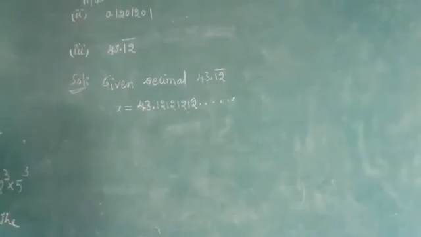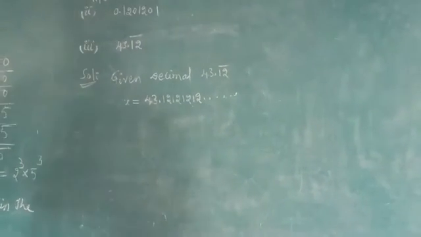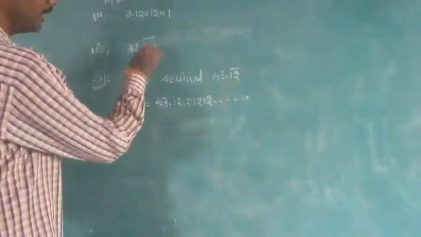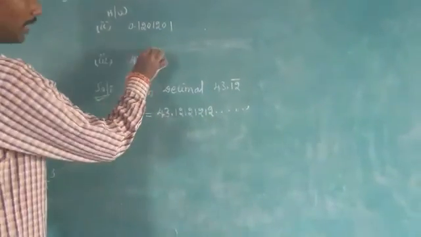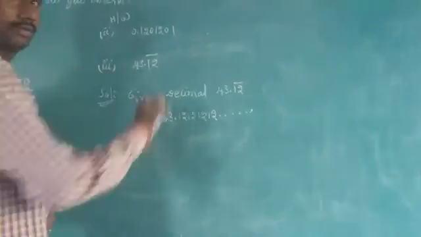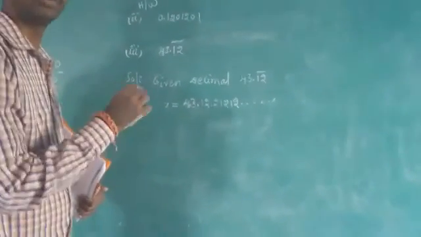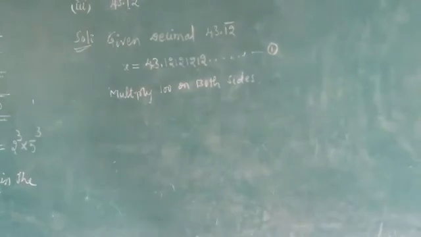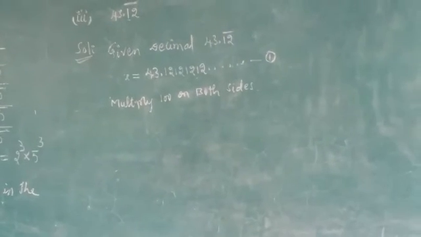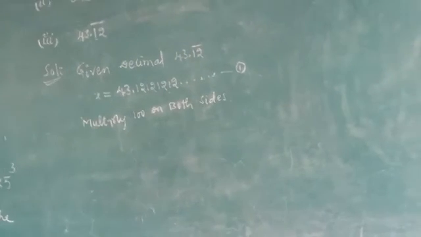Sir, non-terminating repeating decimals, this you need to express in the form of P by Q. So, have you observed here the periodicity? See, the bar is on 2 digits. If it is a bar on 3 digits, you need to multiply on both sides with 1000. Here we can say multiply by 100. Periodicity is 2.